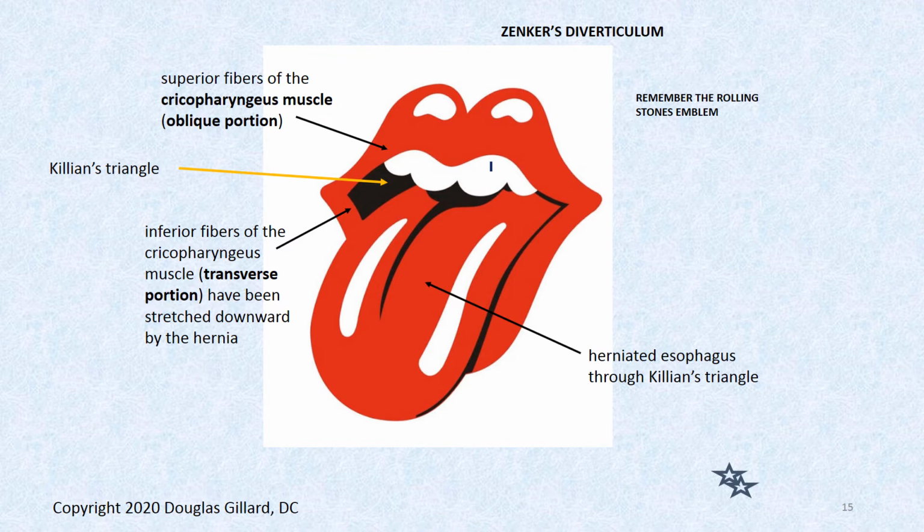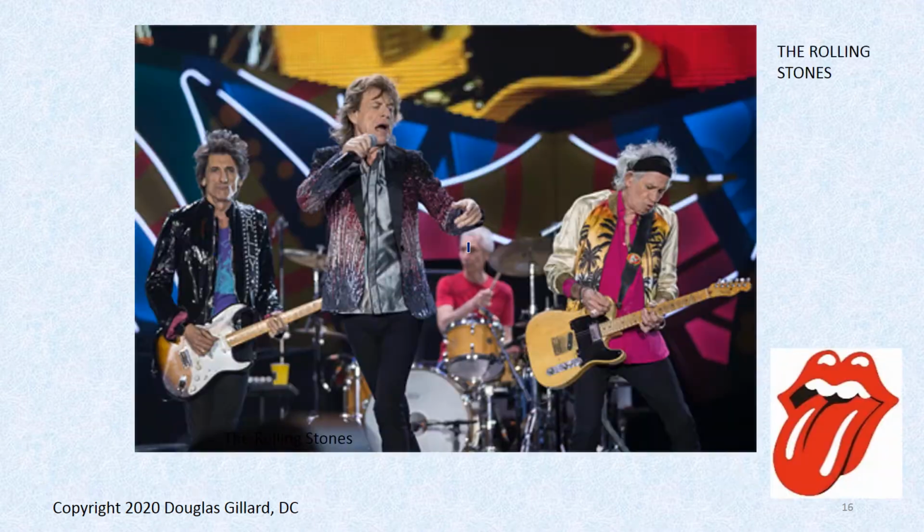Here's the emblem in my mind. I always remember these. The oblique portion of cricopharyngeus. This is the Rolling Stones, right? Their emblem. And then here's the transverse portion stretched out. And there's the diverticulum. There's the Zenker's diverticulum poking out through this Killian's dehiscence, which turned into Killian's triangle, because now it looks like a triangle, like two triangles if we drew one like this. It kind of forms into a triangle after the herniation occurs. But yeah, it's the old Rolling Stones. They're still out there jamming, maybe not as good as they used to be, but nevertheless, they look like they're having fun.